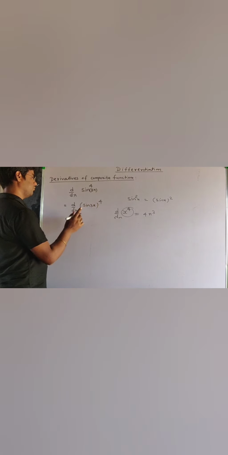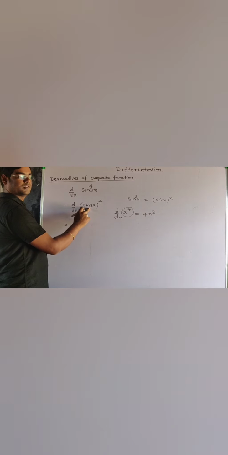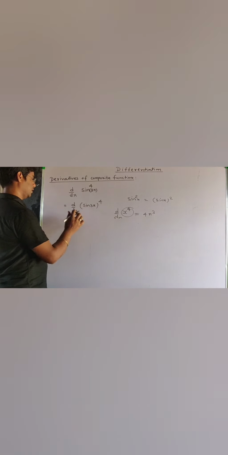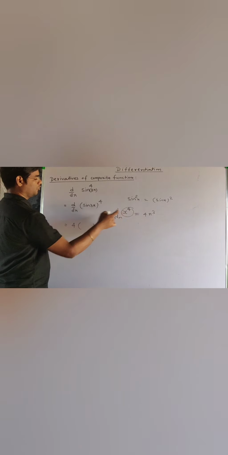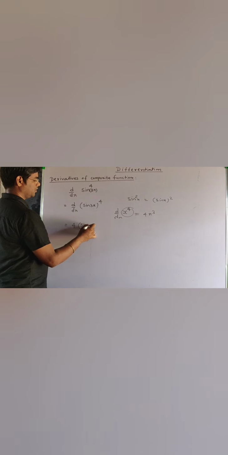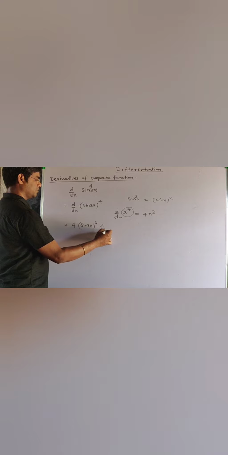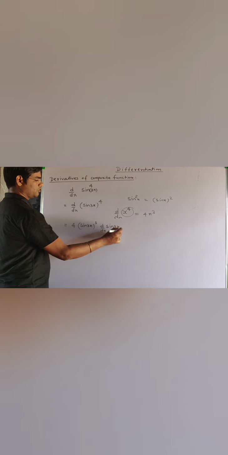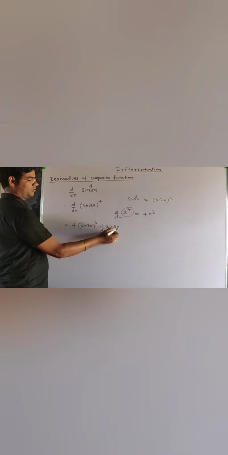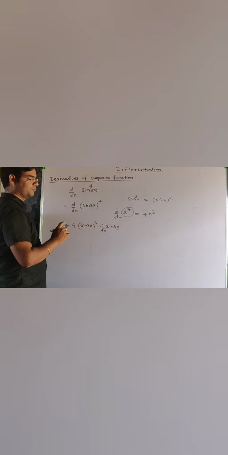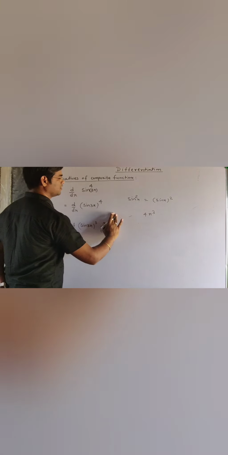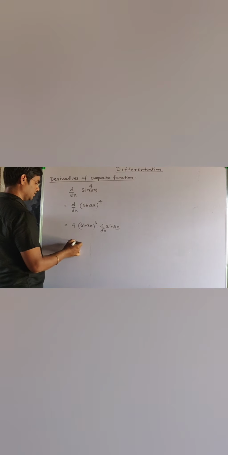The derivative of x raised to 4 is 4x cube, but this is not x. Therefore again you have to differentiate sin 3x. Here also we have a composite function because this is not x. Whenever the term is not in terms of x, you have to differentiate again. You have to continue with the chain.